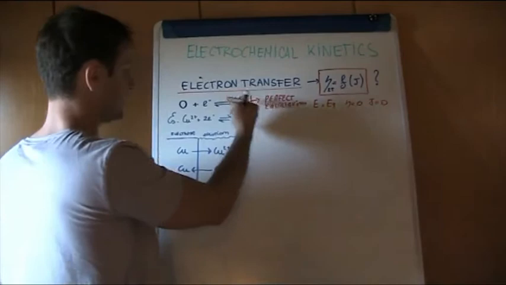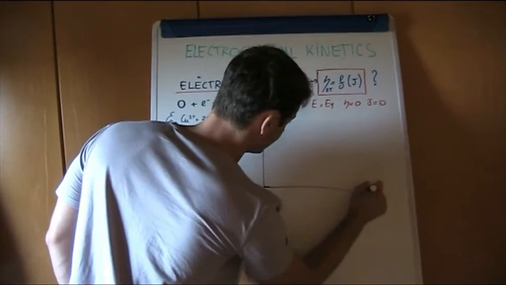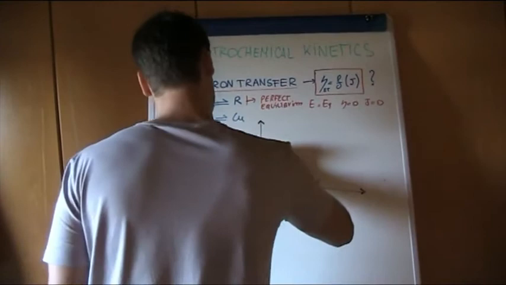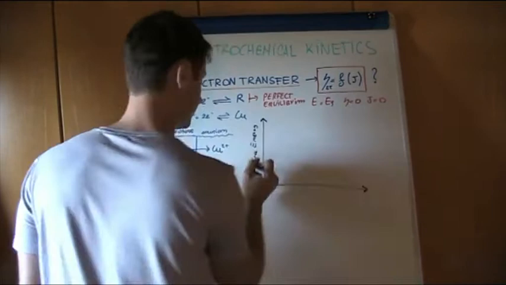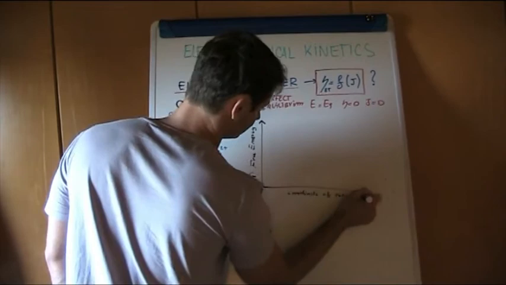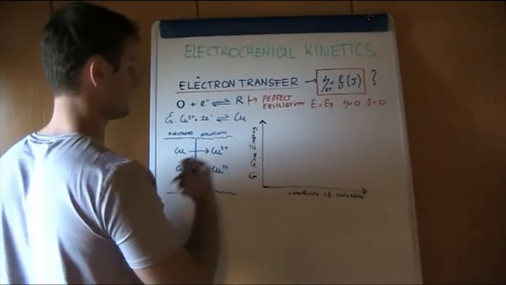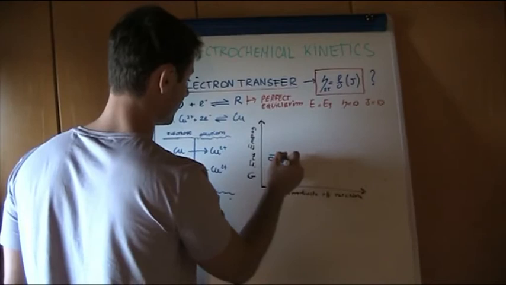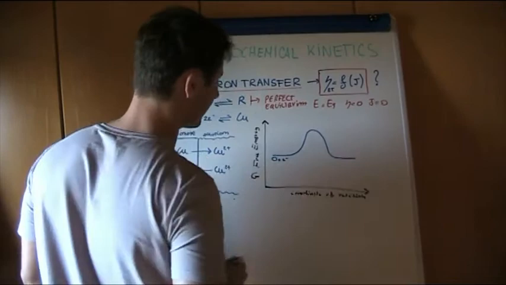So let's design here a diagram in which we have here the free energy, and here the coordinate of reaction, for instance. So here we have this species, this reagent, the oxygen, for instance, and the electrons, and a potential barrier, and we have here the reduced species.